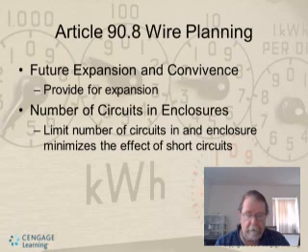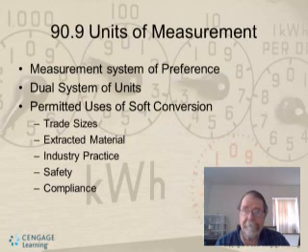And then wiring planning. You want to have some wiring planning, basically for future expansion and convenience, to provide for expansion. And then the number of circuits in an enclosure. You want to limit the number of circuits in an enclosure, which minimizes the effect of short circuits. If you have too many wires in there, it's going to heat up. It can cause a lot of problems, and that's what we're trying to avoid.